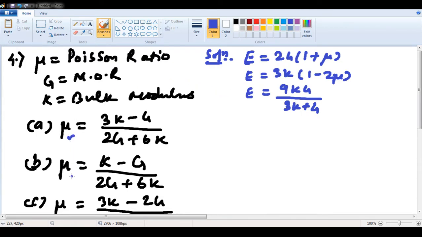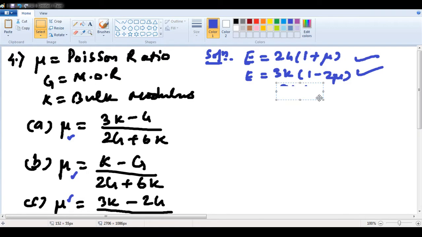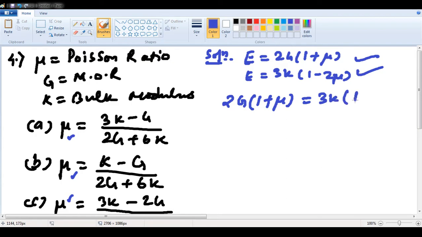Here everything is in terms of Poisson ratio, so obviously by using this we have to find it in terms of Poisson ratio. So what I'll do is, here I will take these two equations. The third is not required all the time. This we usually take when two values are given and the third value is required, because here there is no mu, right? But we require it in terms of mu. So say this is equation 1, this is equation 2. Left hand side is same, so we can write 2G into 1 plus mu is equal to 3K into 1 minus 2 mu.